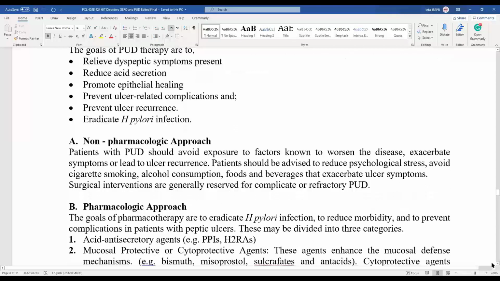And like we discussed for GERD, we can have a non-pharmacological approach to treating peptic ulcer disease. And what will be this non-pharmacological approach? While we can hold on with this non-pharmacological approach.